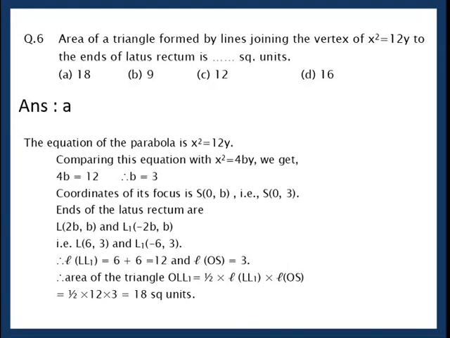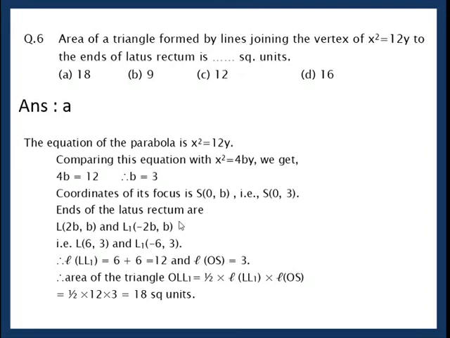Area of a triangle formed by lines joining the vertex of x² = 12y to the ends of the latus rectum is. Now the equation of the parabola is x² = 12y, so 4b is 12. So what is b? 3. So the focus S(0, b) is (0, 3).